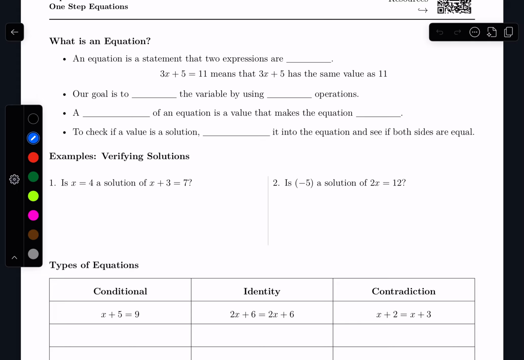So essentially we'll be covering moving terms as well as making coefficients one. So it'll be a lot of adding, subtraction, multiplying, and dividing. You know, all the math operations we love. So let's get into it.